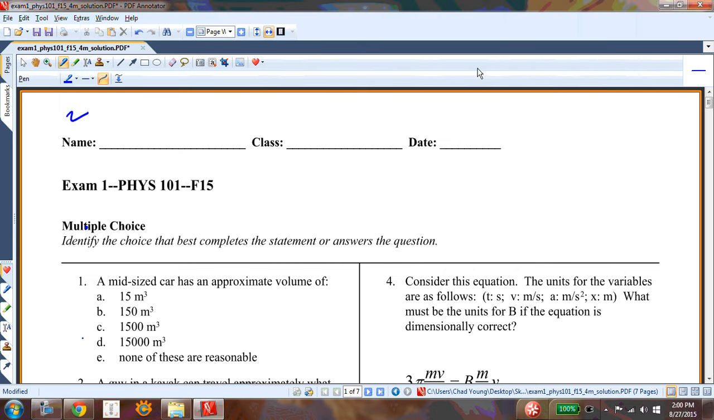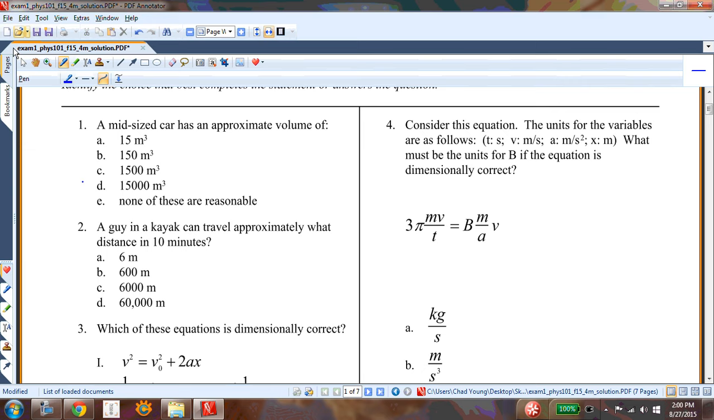This is exam 1 for Physics 101, Fall 2015. This is the 4M version.